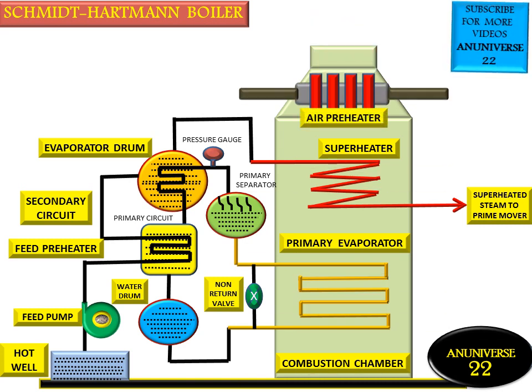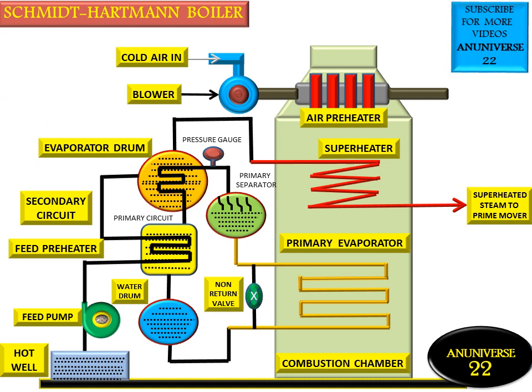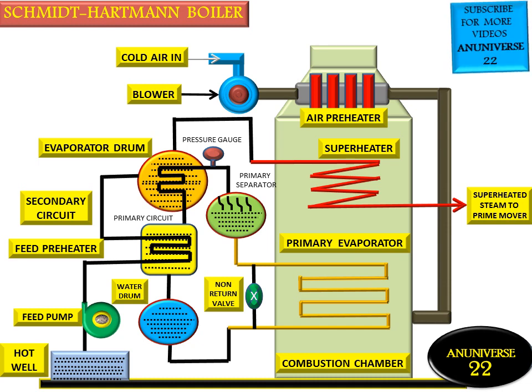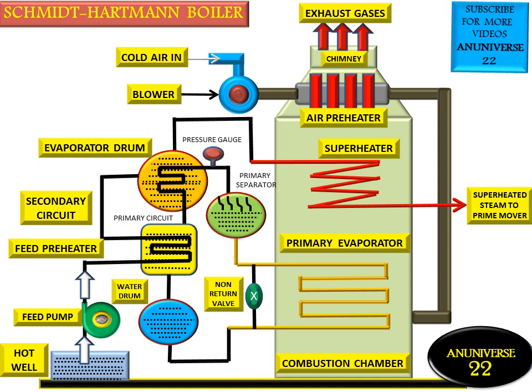This is the air preheater, this is the blower, and cold air enters from this section, and here the air preheater is connected to the combustion chamber at its outlet. Then the chimney, and these are the exhaust gases. Now let us first see the function of these components.